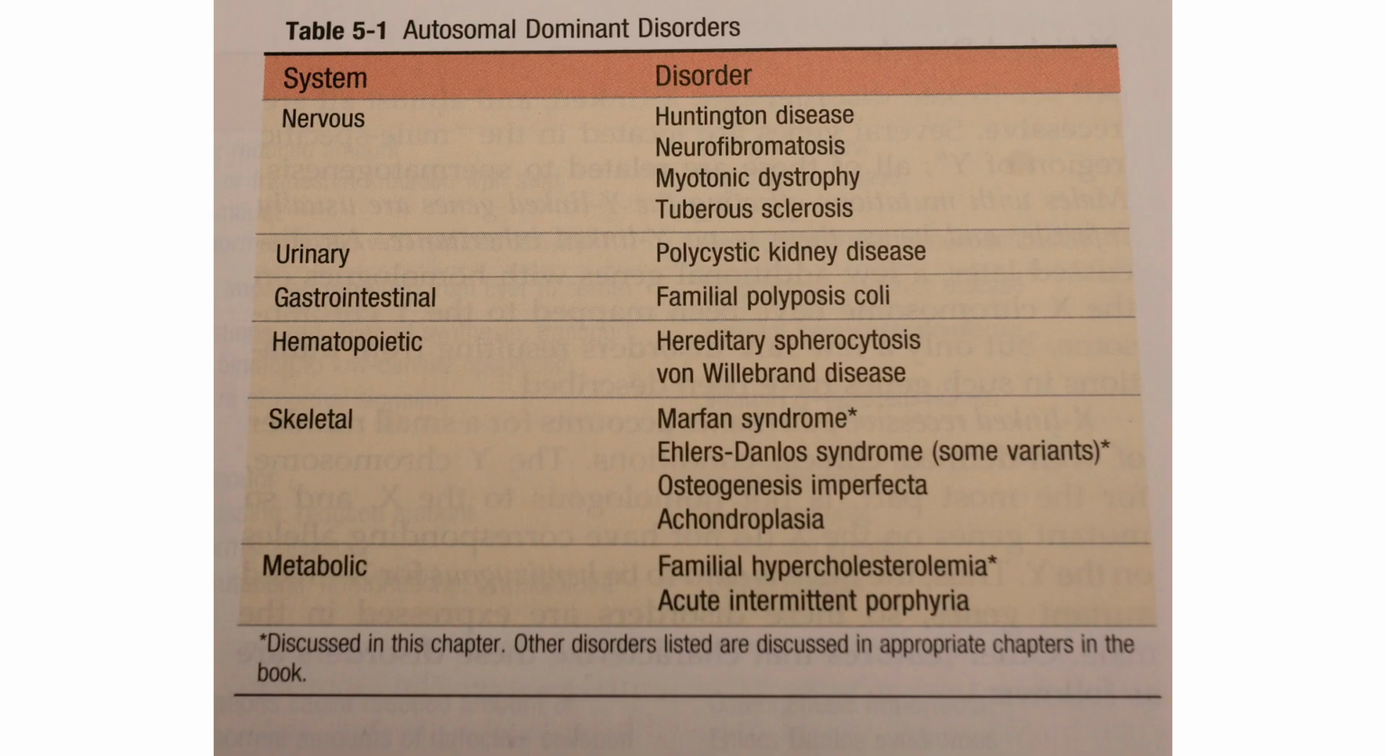Among autosomal dominant disorders, famous ones are Huntington's disease, neurofibromatosis, polycystic kidney disease, familial polyposis coli, von Willebrand's disease, Marfan syndrome, Ehlers-Danlos syndrome, osteogenesis imperfecta, familial hypercholesterolemia, and acute intermittent porphyria.